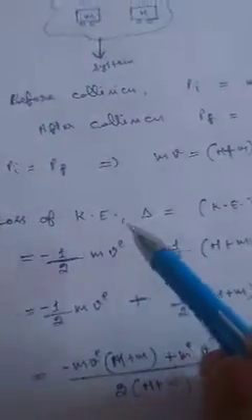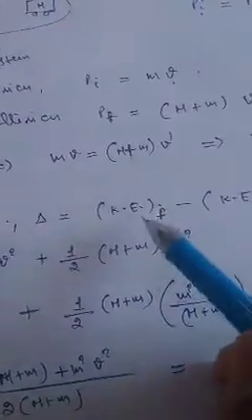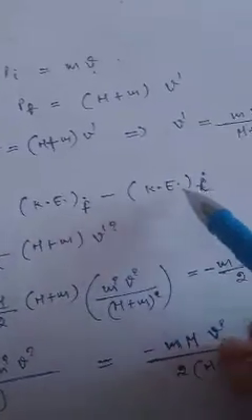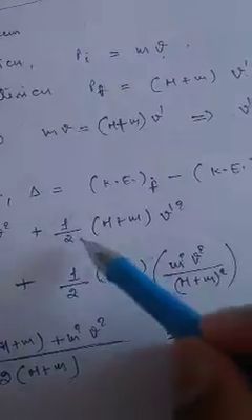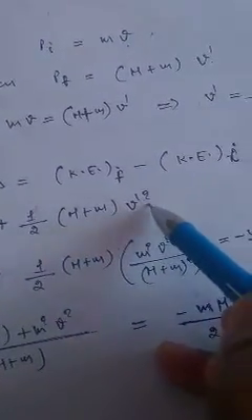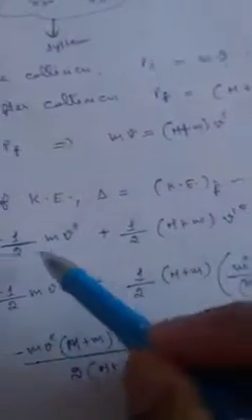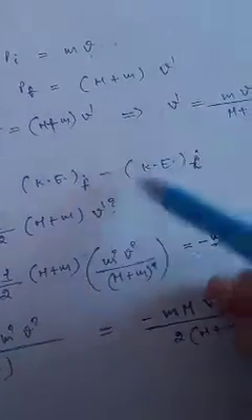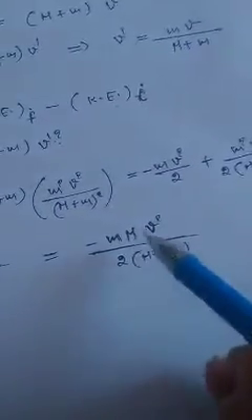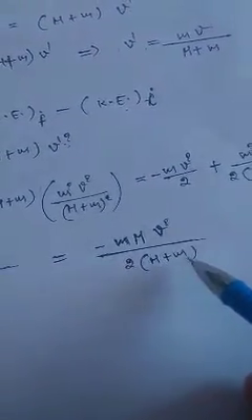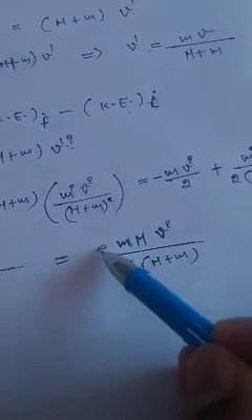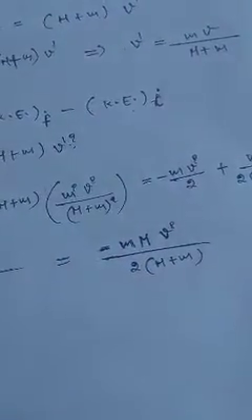Now how will you calculate the loss of kinetic energy? Loss of kinetic energy is equal to final kinetic energy minus initial kinetic energy. So what is the final kinetic energy? Half m plus m v prime square, minus the initial kinetic energy, half mv square. Now we can put the value of v prime here, and after calculating we will get minus m capital M v square divided by 2 into m plus M. This minus sign is coming. Why? Because there is a loss of kinetic energy.